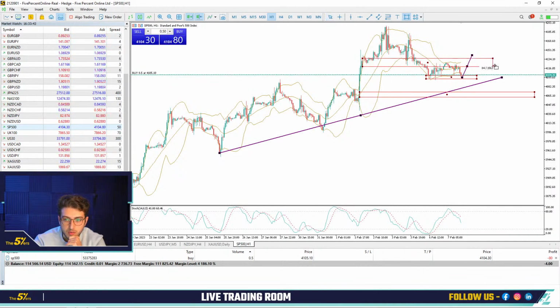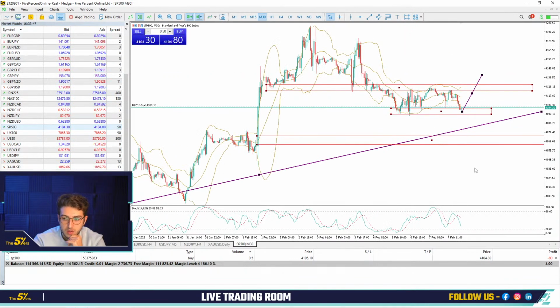The market also is in this zone, not succeeding to break above on the pre-market. So let's check what's going on.